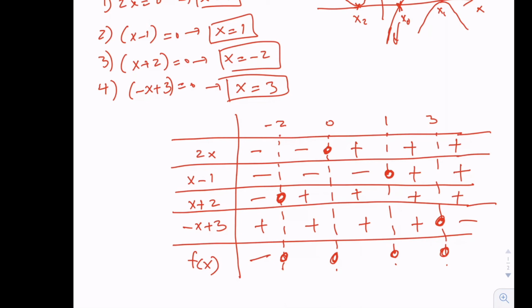For x values between minus 2 and 0, it will be negative times negative, which is positive. For the interval between 0 and 1, it's negative. 1 to 3, it's positive. And 3 to infinity is negative. So this way we can find the polarity of the function f of x by finding the polarity of the subfunctions that comprise f of x and multiplying the polarity of those. So this is a general method for finding polarity of any expression, complex or simple.